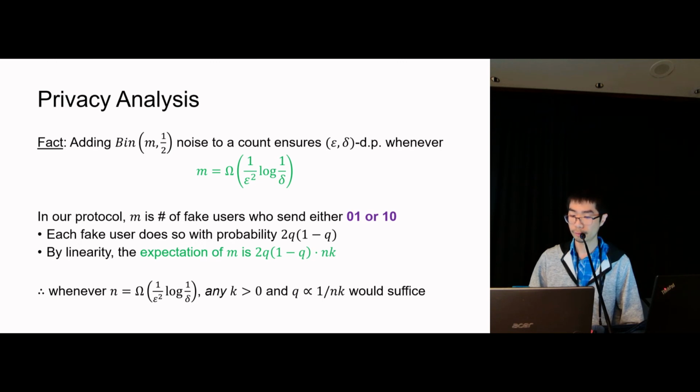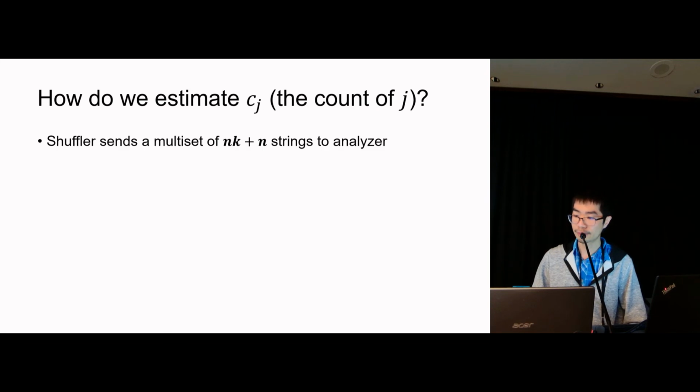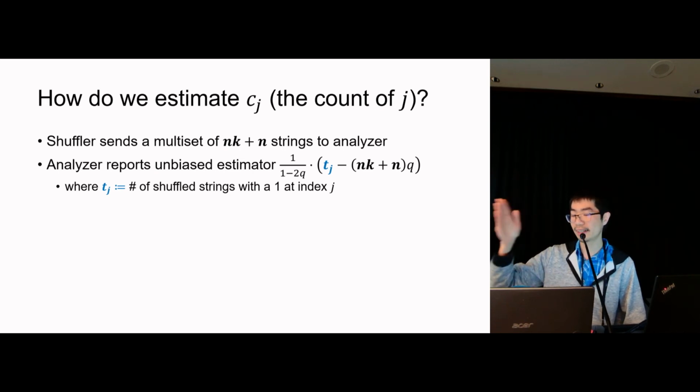All right, so that's the settings for differential privacy, but how do we actually compute with this set of strings? Remember that the shuffler sends a bag of strings to the analyzer, so we can compute an unbiased estimator from all these strings. I won't go into details, but suffice to say, it's a linear function of t sub j, the number of shuffled strings with a 1 at index j.